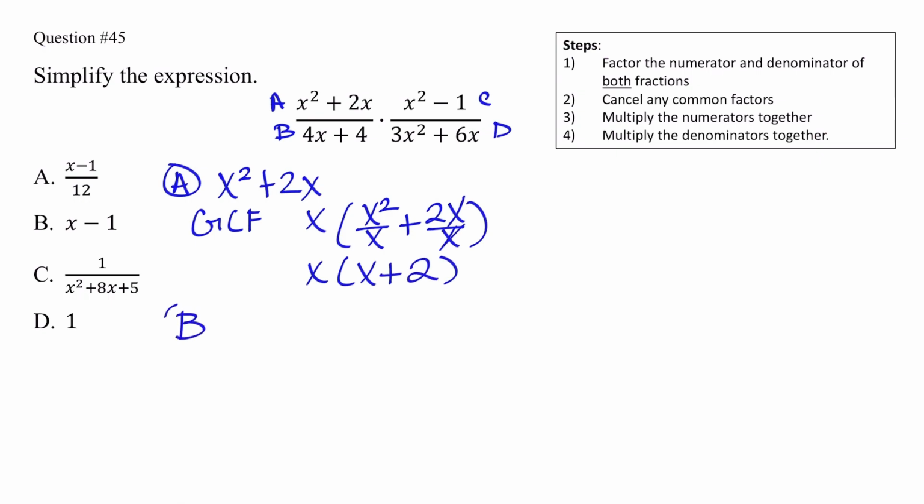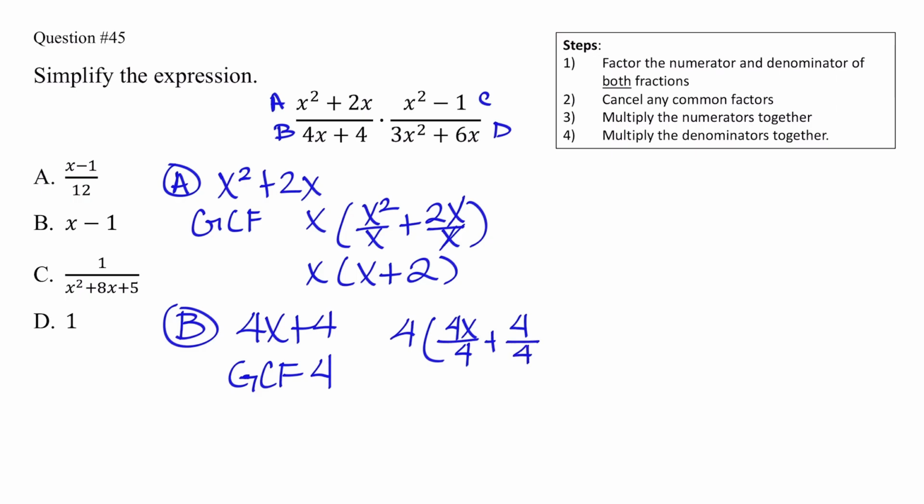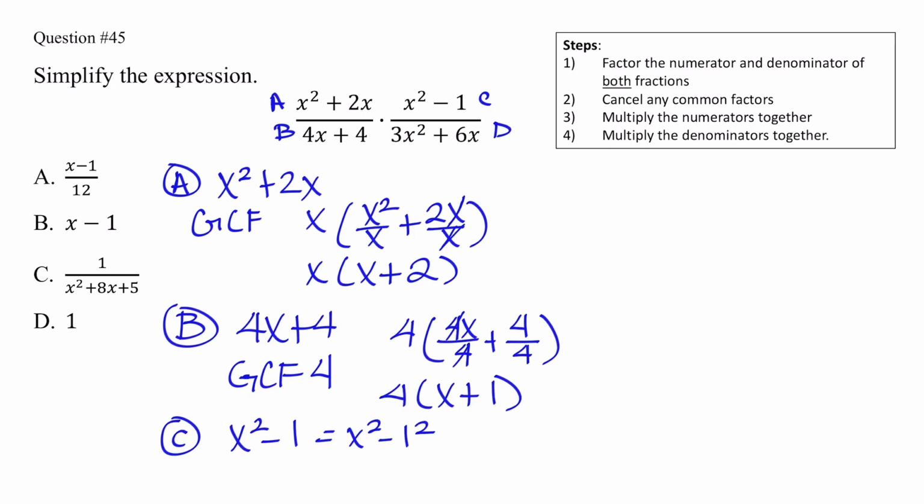Now let's go to B. I have 4x plus 4, so the GCF will be 4. So I'm going to factor out a 4, so I have 4x over 4 plus 4 over 4. So that is going to give me 4 times, this cancels, so I have x, and then plus 4 over 4, which is 1. Okay, C is a difference of two squares, right? We have x squared minus 1. So remember, that is basically x squared minus 1 squared, so that is going to become x plus 1 times x minus 1.